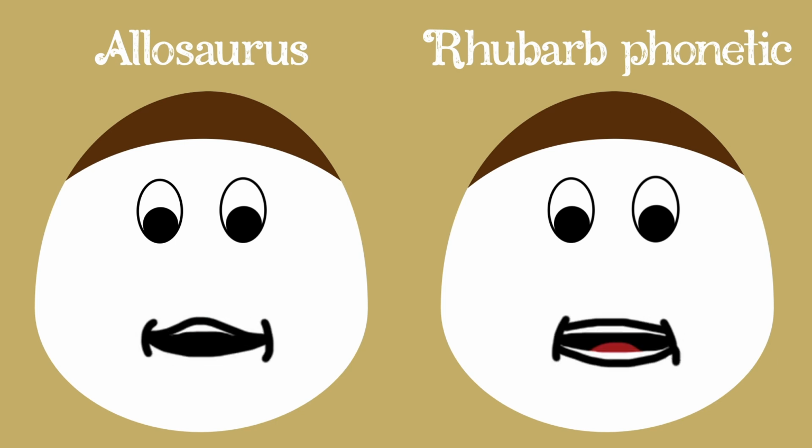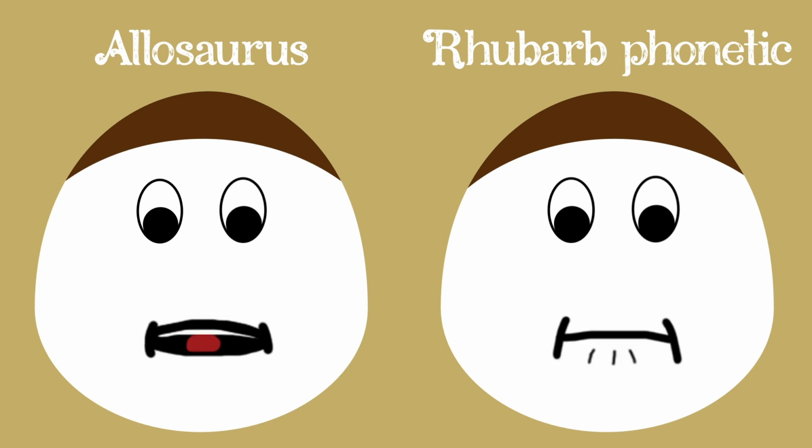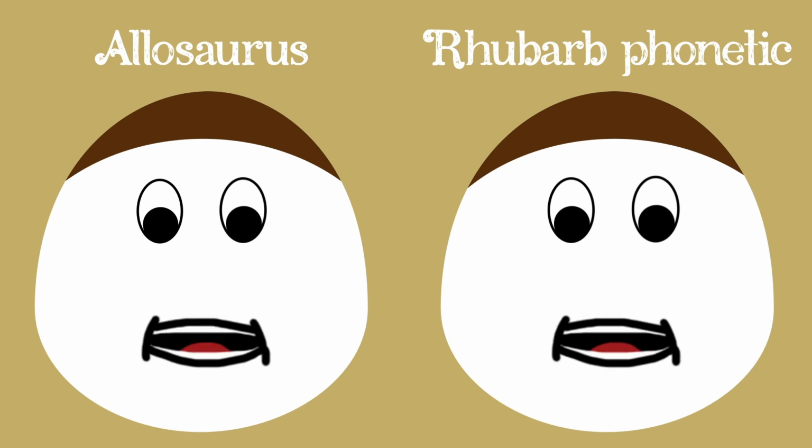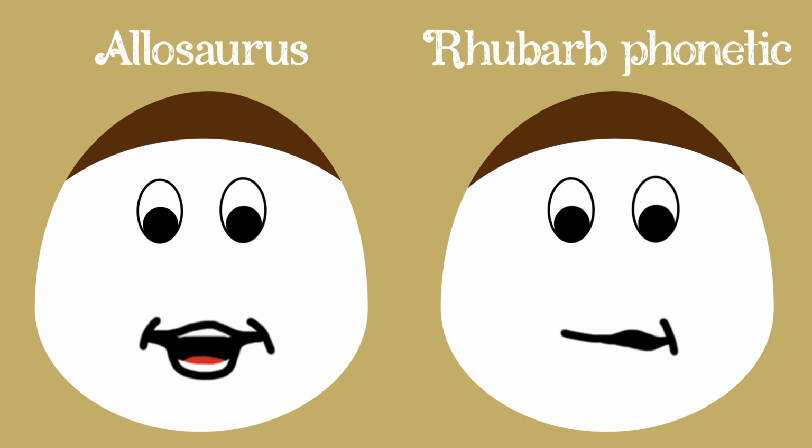Hello. Today we'll use the Google text-to-speech and test out Allosaurus vs Rhubarb for automatic lip sync in DaVinci Resolve.